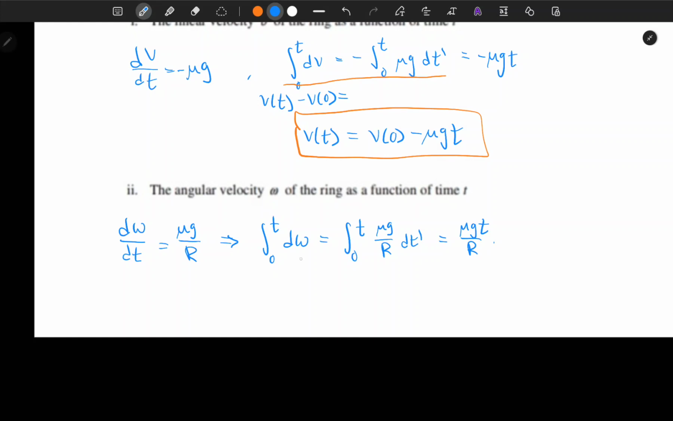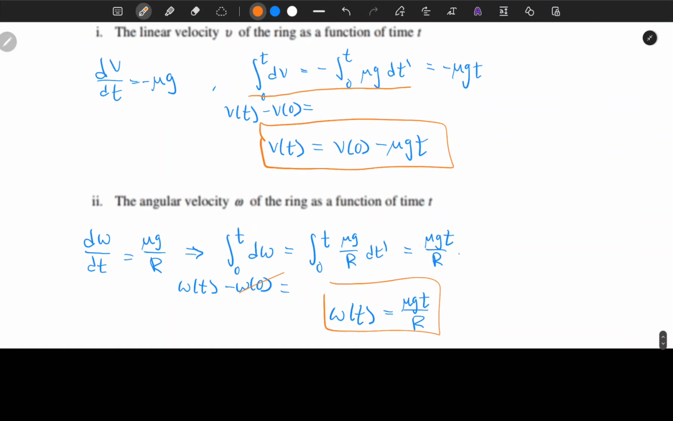Then, the left-hand side of the integral becomes omega of t minus omega of 0. However, omega 0 vanishes, as there is no rotation at t equal to 0. So, omega of t is equal to mu g t over r. And this is the answer to these two questions. As a note, as above, the student gets 1 point for setting up this integral and 1 point for getting the correct answer.